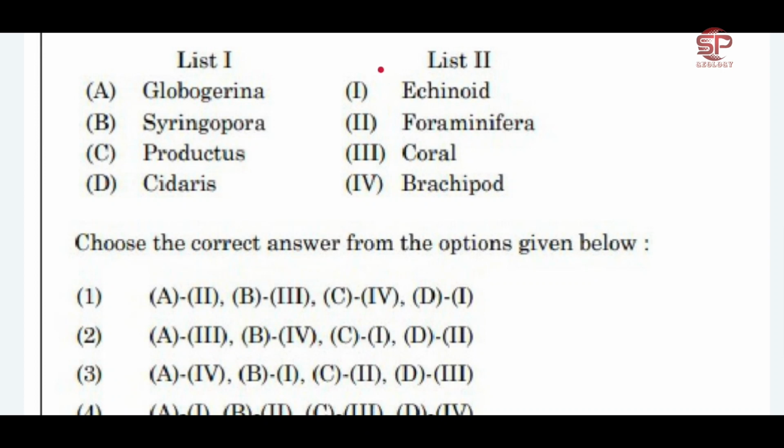So that's the following table. Only one option matches, option C. The correct option: Globigerina is a foraminifera, then Cidaris is an echinoid, then the remaining Syringopora is a coral. The answer will be 1.